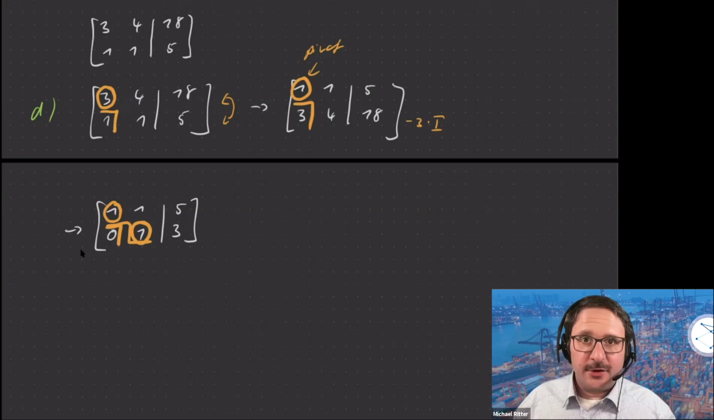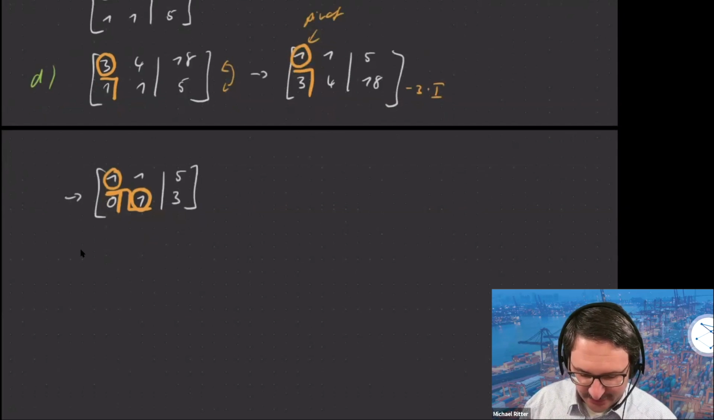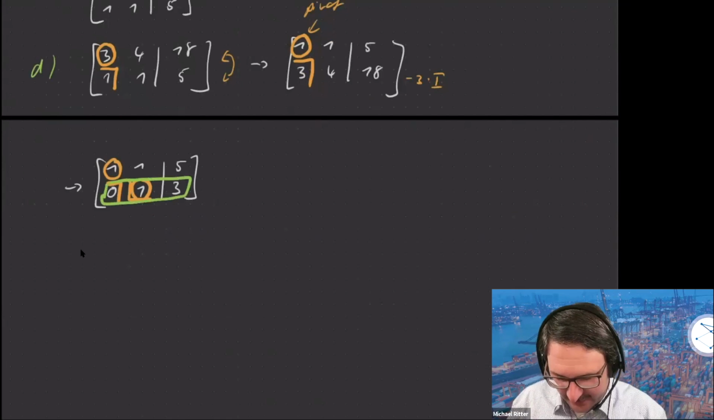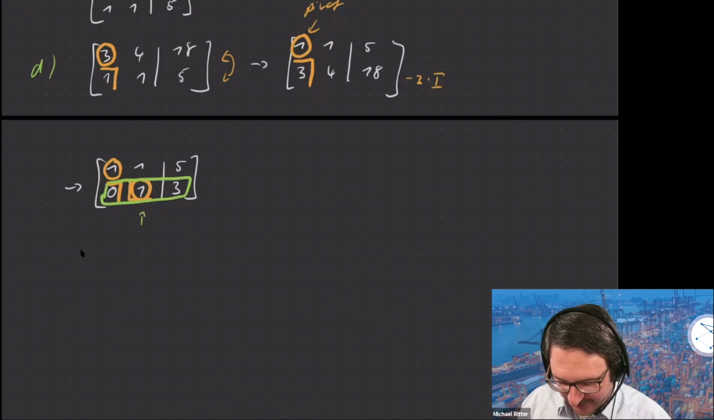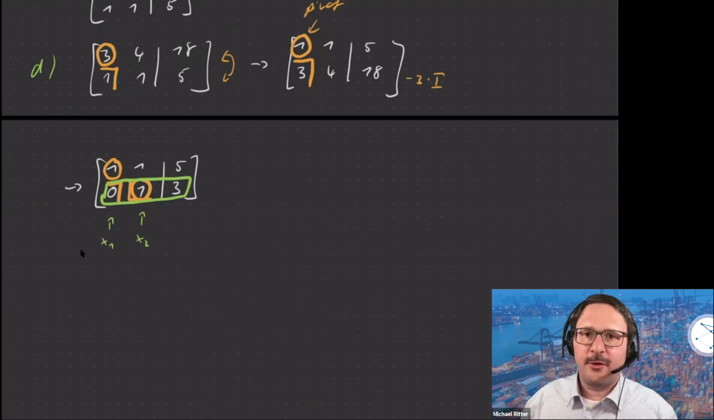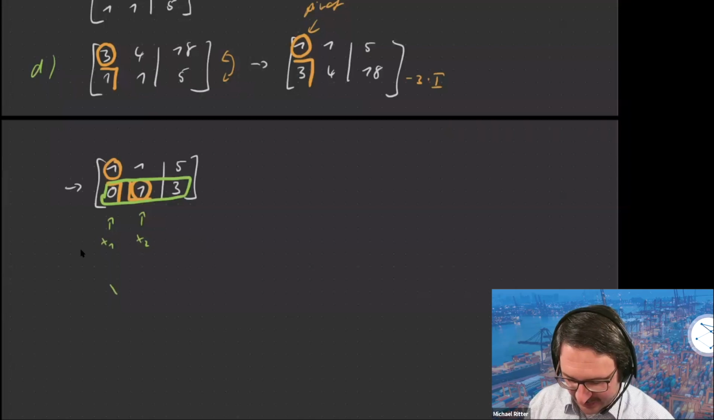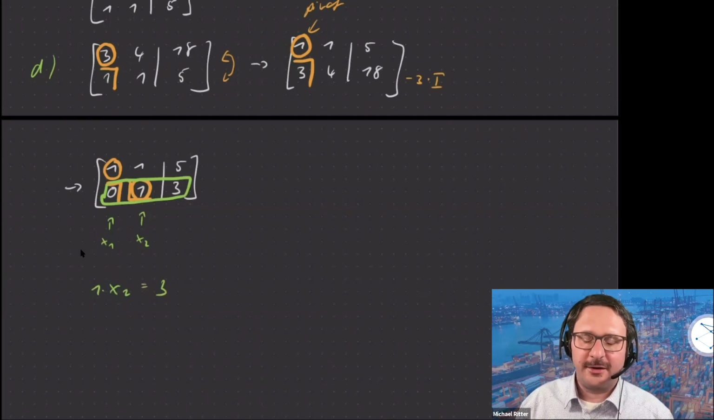And what we can do now to obtain the solution is we just solve the system backwards. So we start with the last equation. The last equation is that row here. So the corresponding equation, we just use those variables again. Remember, the first column corresponds to x1, the second column corresponds to x2. So that last equation here, that reads x2 equals 3, or 1 times x2 equals 3. So we already know the value of x2.